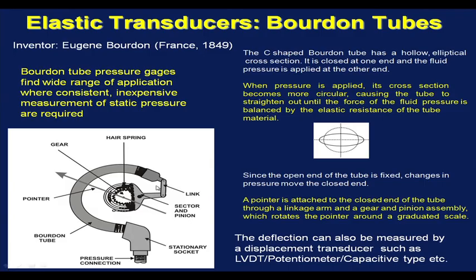A pointer is attached to the closed end of the tube through a linkage, gear and pinion assembly, and this will rotate the pointer around a graduated scale. We can have a graduated scale here.